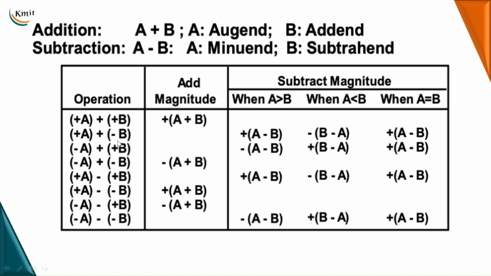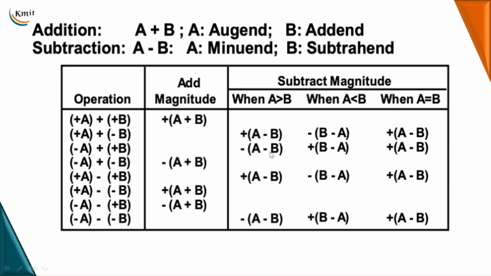In case the A value is less than B, say my operand A is 35 and B is 40, A is less than B. In that case, you have to perform B minus A, and the resultant sign will be the complement sign of A. So what is the sign of A? Plus. What is its complement? Minus. So the resultant sign will be the complement sign of A.